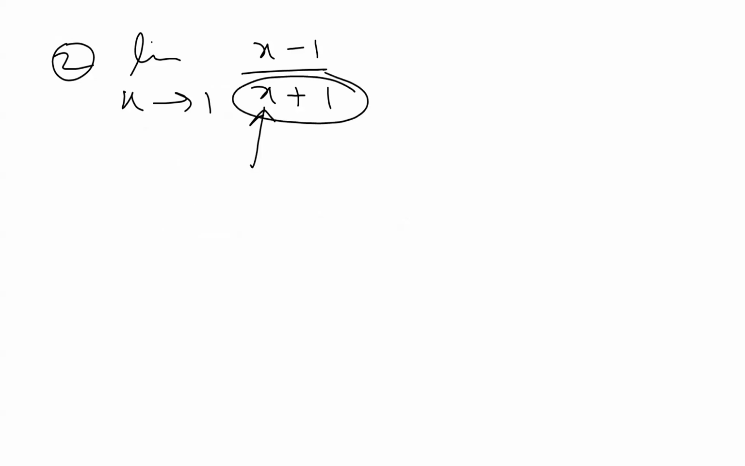Question number 2. Limit x approaching towards 1, x minus 1, x plus 1. So when you put the value of x as 1 over here, the denominator does not turn out to be 0. So you can directly put the value of x as 1 over here. So 0 upon 2, which is equal to 0. Okay.